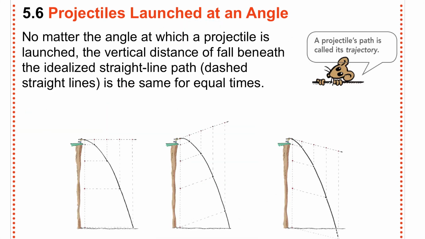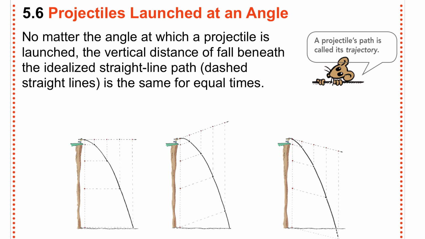So no matter what angle you shoot, the vertical distance is always going to be 5t squared. Okay, so it will drop 5 times the square of the time directly underneath it. It'll cover that vertical distance every second until it hits the ground.